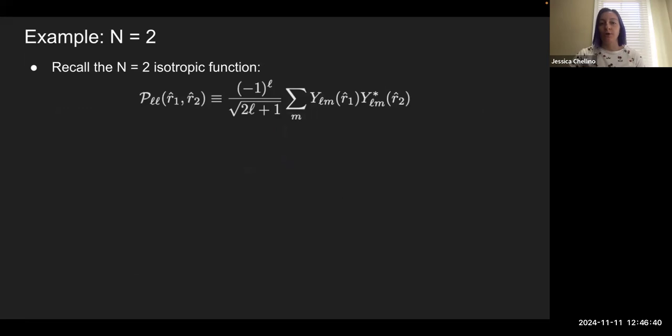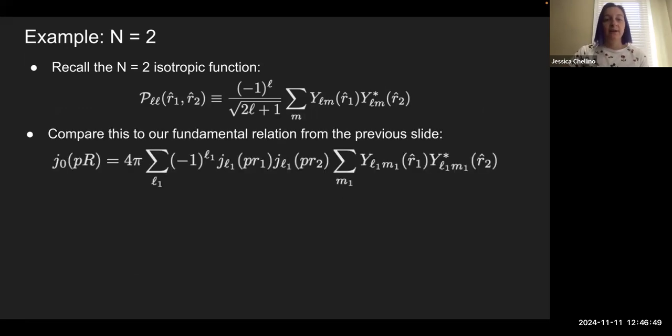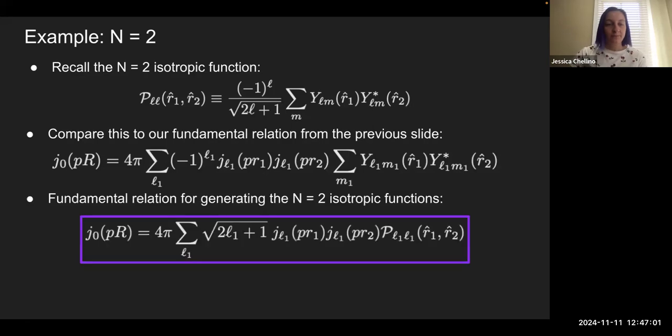Now, let's recall from a handful of slides ago, I showed the n equals 2 isotropic basis function in the spherical harmonic basis. Let's compare that to our result from the previous slide. We see that both of them have a sum over m of two spherical harmonics, and we can use this to link the two expressions and set them equal to one another. After doing that, we end up with this result here. And this is our fundamental relation for generating the n equals 2 isotropic basis functions.